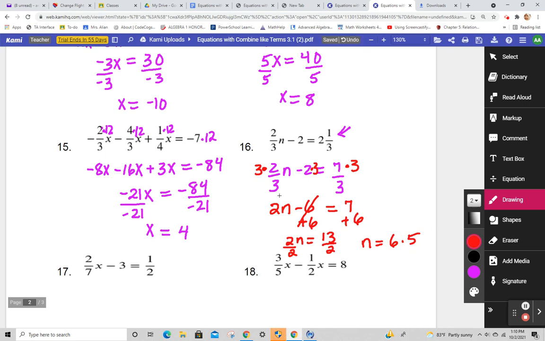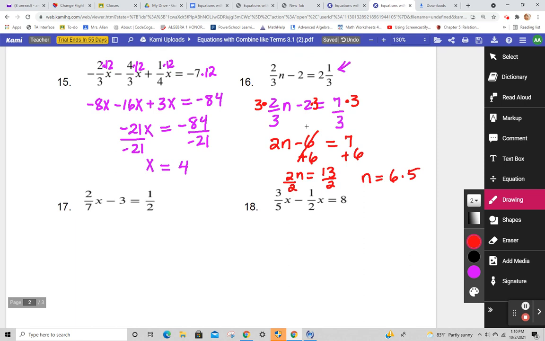All right, why don't you pause the video and try these two problems on your own and come back and check. I'm going to continue to work these problems.